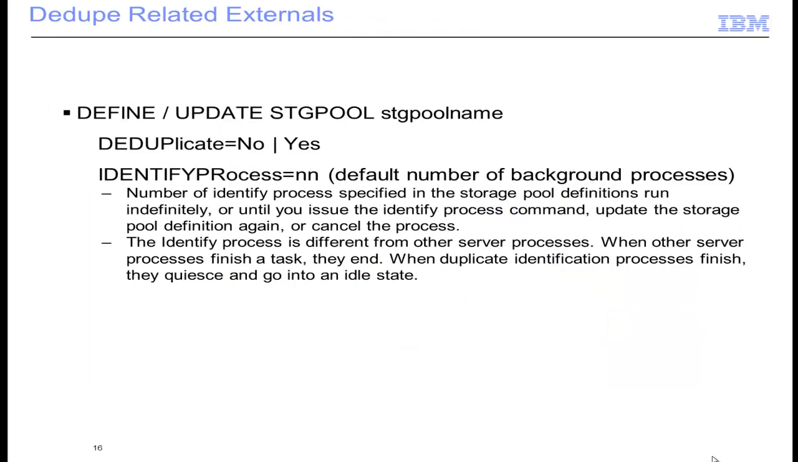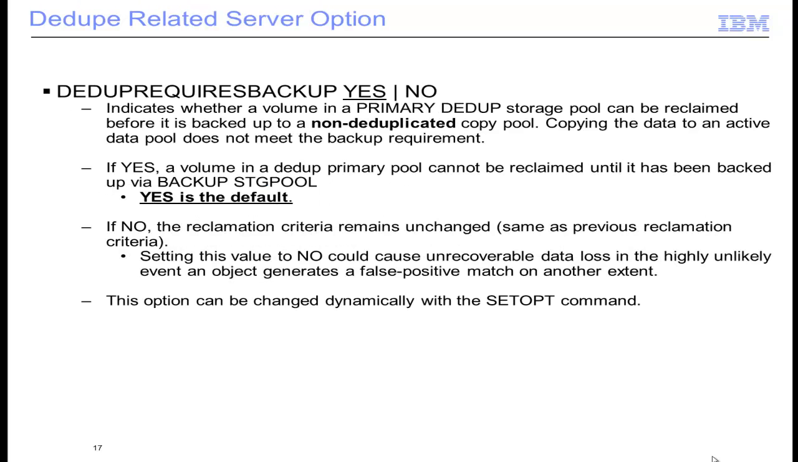So some of the externals that were changed to support deduplication include the define or update storage pool command. We now have a deduplicate equals no or yes option. Also, once you have the information in that storage pool, we have a dedupe requires backup option that you can set to yes or no. This indicates whether the volume in the primary dedupe pool can be reclaimed prior to having the copy storage pool run against it.